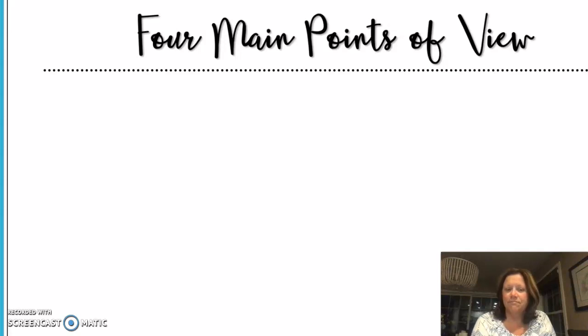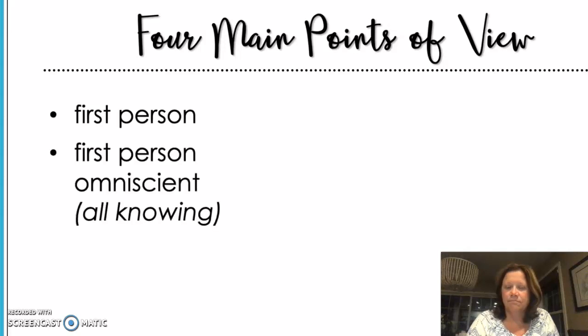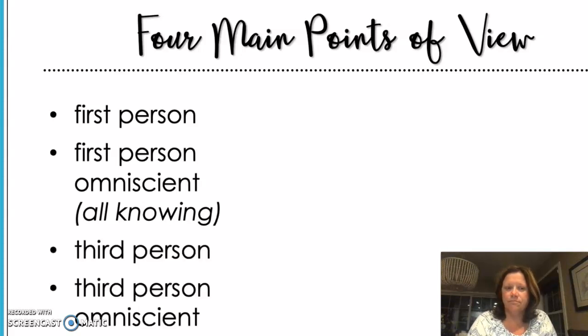Although there are other types of point of view, we're really only going to focus on the following for the sake of time and just making sure that you're able to choose a point of view that's going to work well for your particular narrative. So we are going to focus on first person omniscient, and omniscient means all-knowing, third person, and third person omniscient.